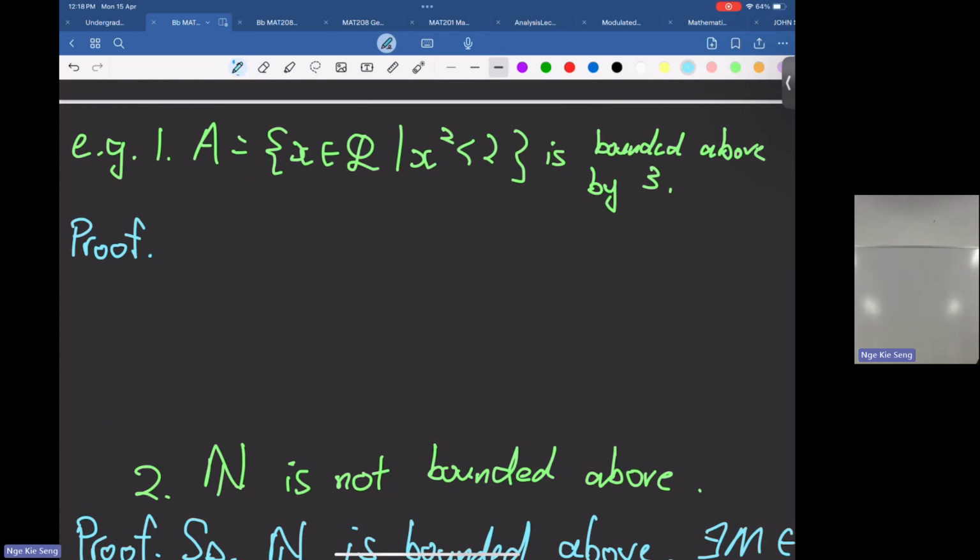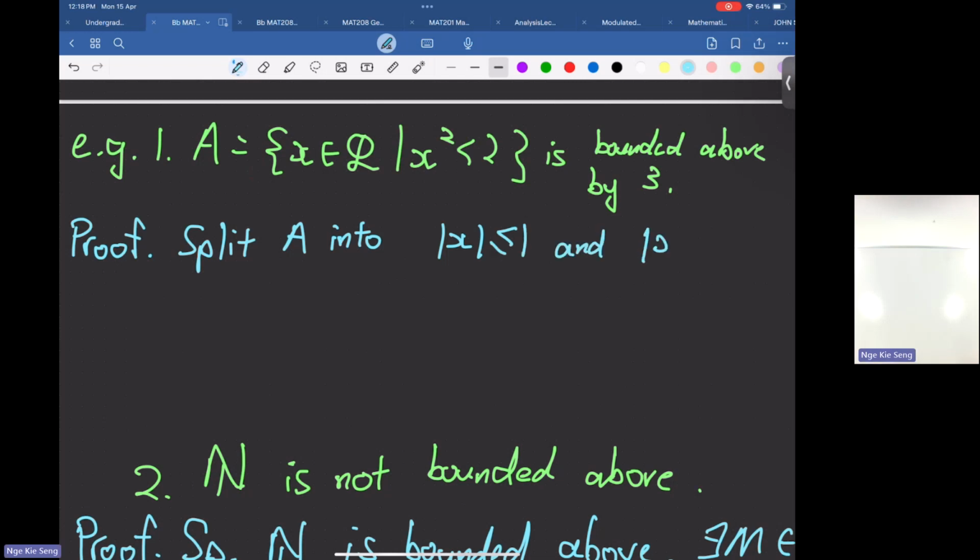We're going to prove by cases. Let's split A into numbers that are less than or equal to 1 and numbers that are greater than or equal to 1. We will see that there are different ways to see why they are less than 3.